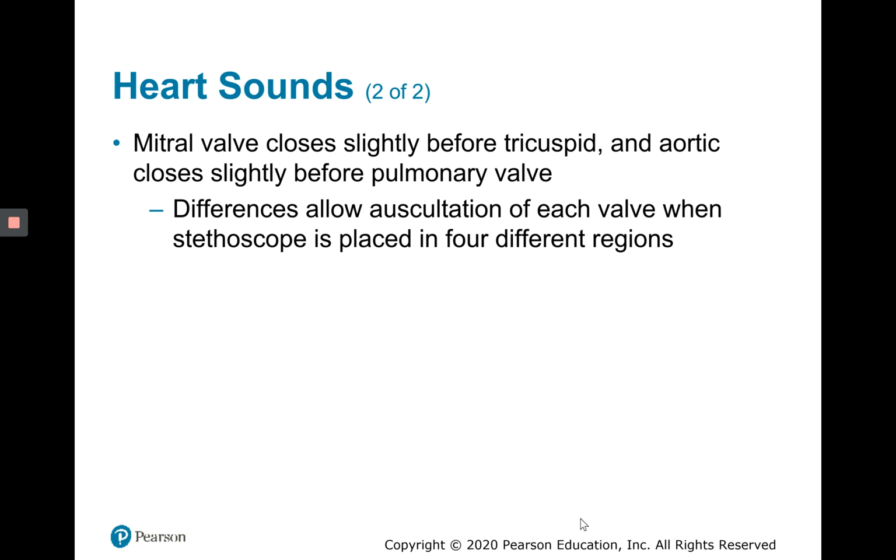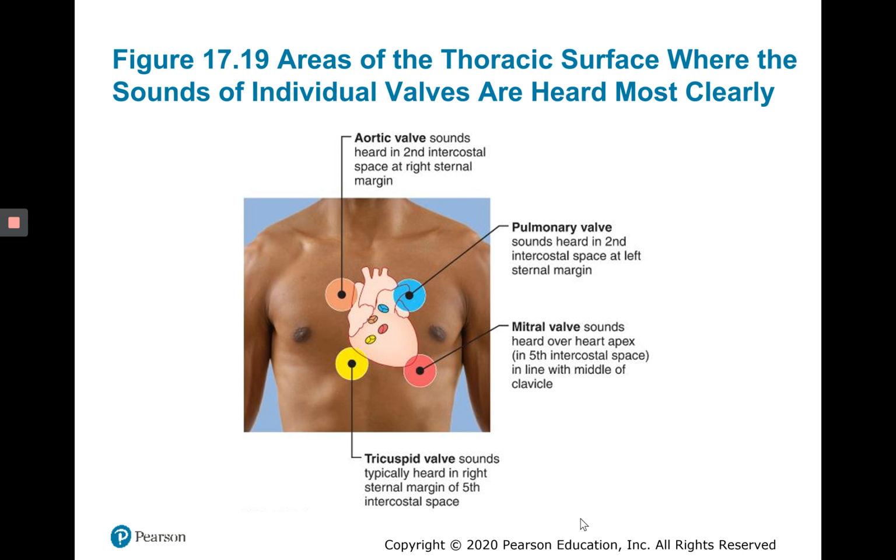What this means is that all 4 valves can be auscultated, or we can hear the closing of all 4 valves separately when using a stethoscope if it's placed in certain locations. There's 4 different areas of the thoracic surface where the sounds of individual valves are heard most clearly. For example, we can hear the mitral valve over the heart apex if we put the stethoscope near the 5th intercostal space, kind of in line with the middle of the clavicle.